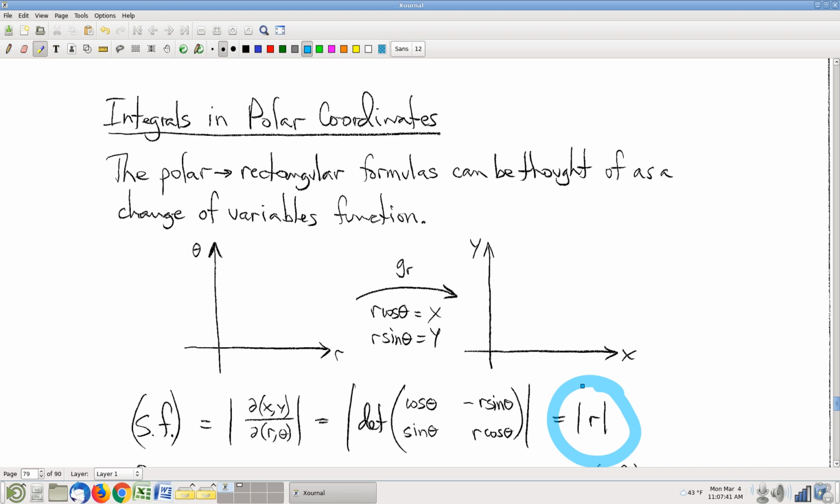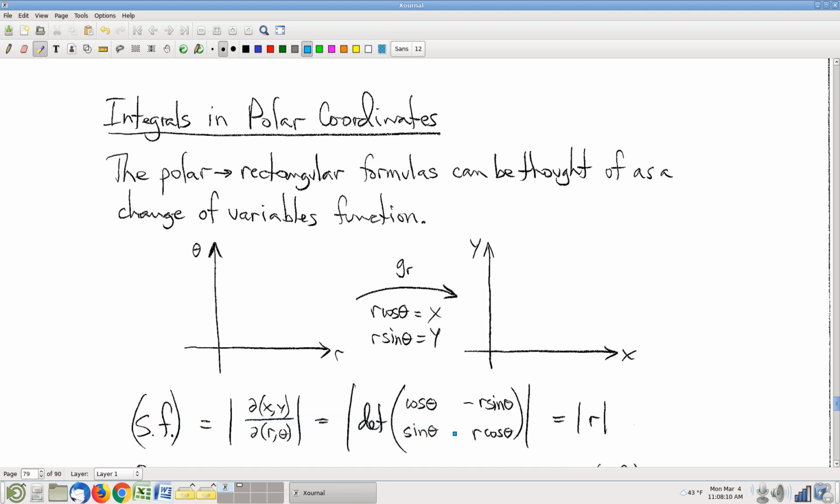This change of variables function is super useful and yet always the same function, right? The polar coordinates function is always exactly this, and so you only have to do this calculation once in your life. And having done it and having arrived at this correct conclusion, the absolute value of r, you don't have to do it again. You just memorize it. So please do make sure to memorize that.